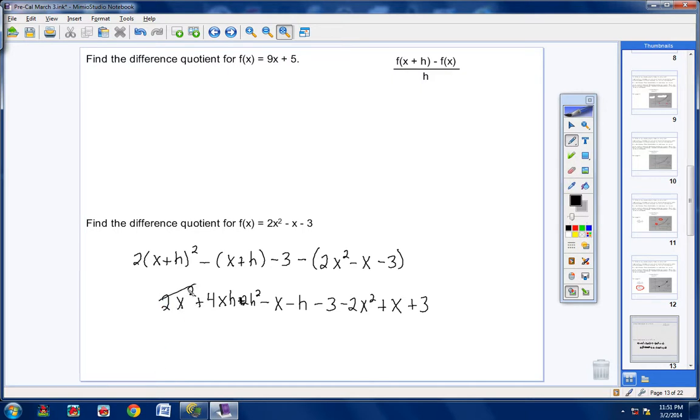I see a positive 2x squared and a negative 2x squared. Okay? I see a negative 3 and a positive 3. I see a negative x and a positive x. So what I'm seeing left is a 4xh, a 2h squared, and a negative h. So let's go ahead and write that down. 4xh plus 2h squared minus h.